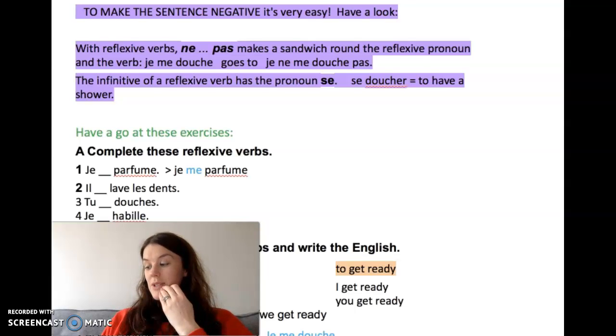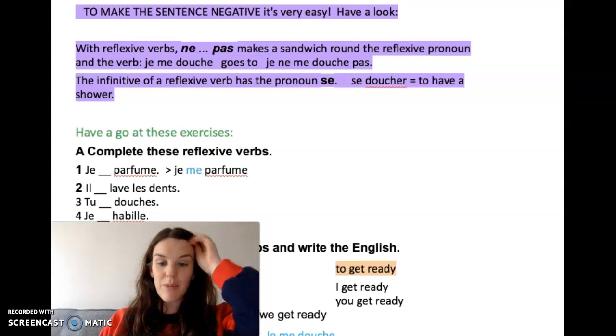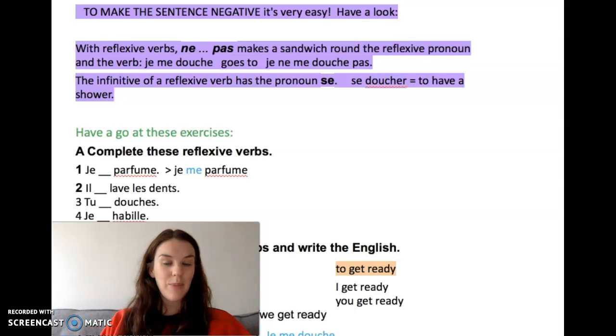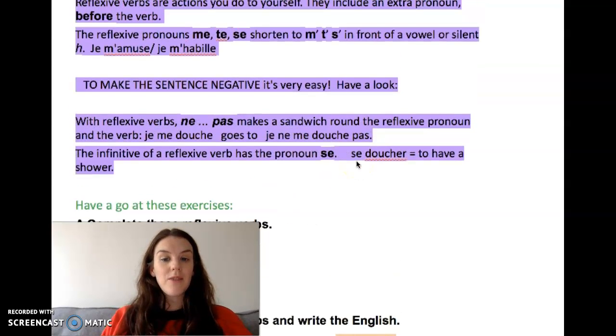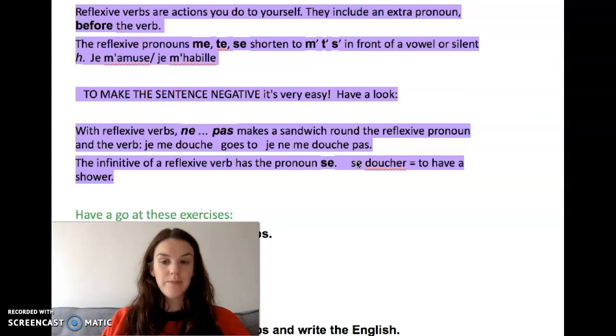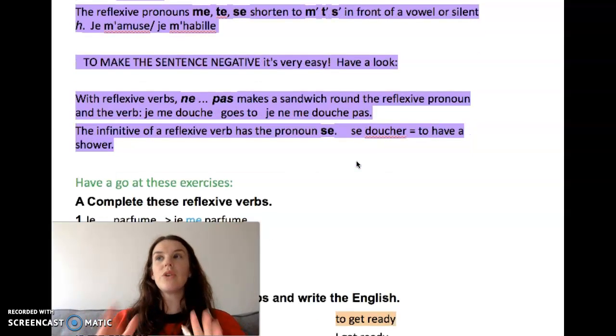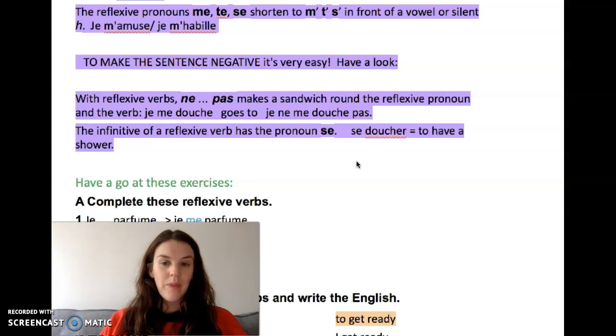And I just want to go over a few corrections before you take the test below. So we were learning about reflexive verbs last week. So je me, tu te, il se, and so on.